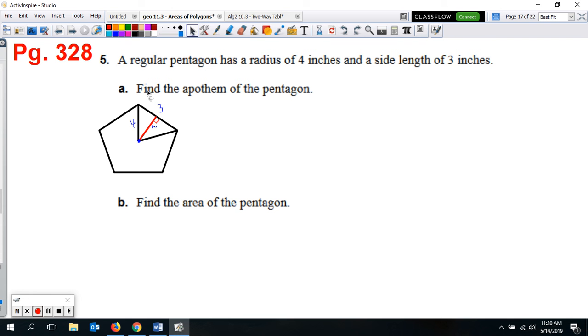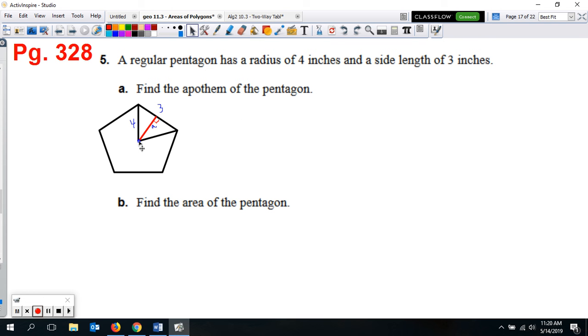So for letter A, we want to find the apothem. And then letter B, find the area. If we just needed to find the area, we'd have to find the apothem anyway, because it's part of the area formula: 1/2 times the apothem times the perimeter. We could figure out the perimeter right now because we know a side length. We just need to find out what this apothem is. That's really the first step in finding the area anyway.